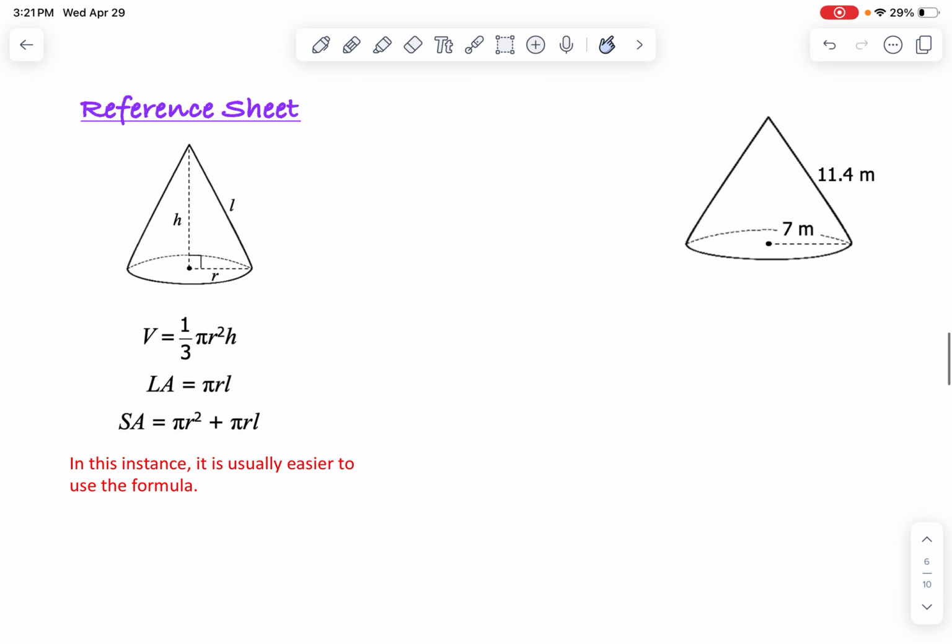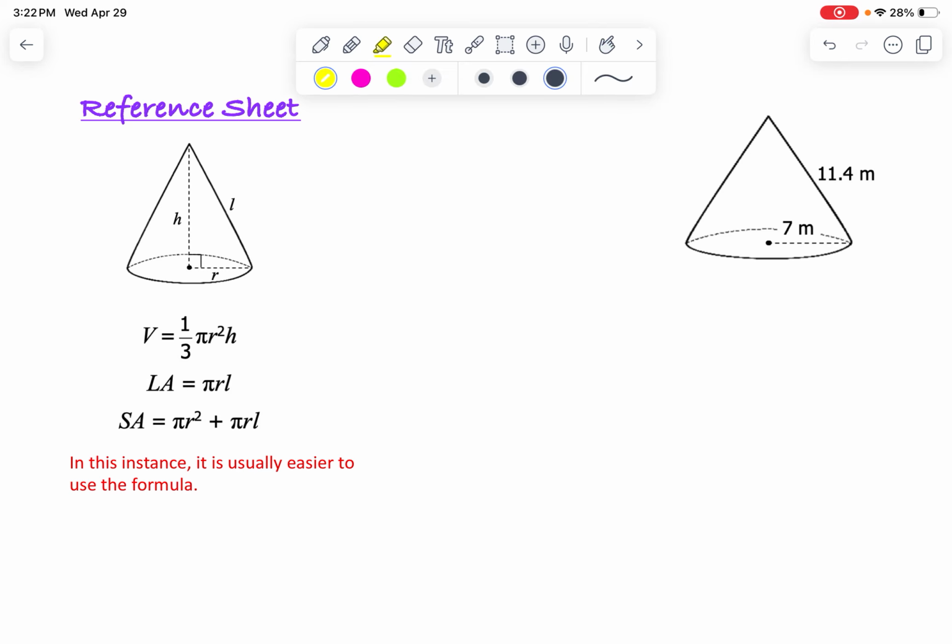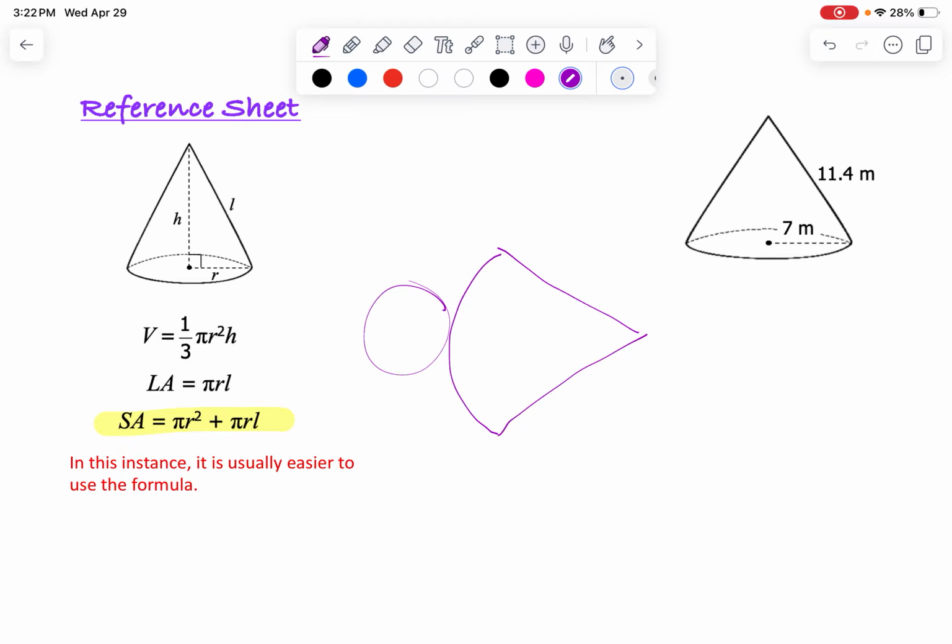Okay. Cones. This is really the same kind of thing. You have a circular base. So if we look at this bottom here, you've got a circular base like that. And then you've kind of got almost like a pie-shaped piece that wraps around the cone. And so this is pi r squared here, right?